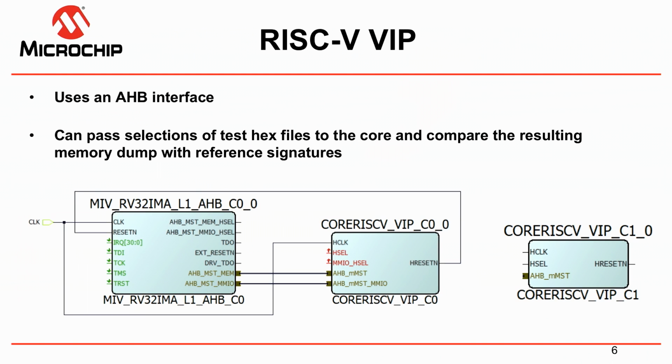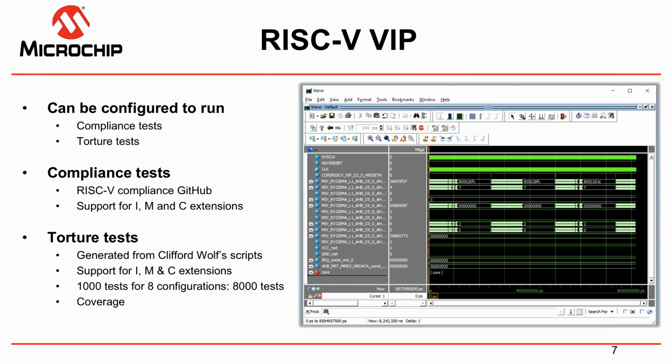If we have a look at the RISC-V VIP that we put together, it uses an AHB interface, and on the left-hand side here I have our Mi5, which is an RV32 IMA core with an L1 cache and AHB interface, and that's connected up to our VIP. What it'll do is pass selections of hex files into the core, run the tests, and then compare the resulting memory with a reference memory signature. We also have our VIP set up so it can be used either with a cached and uncached interface, as on this core, or with cores that have just a single interface.